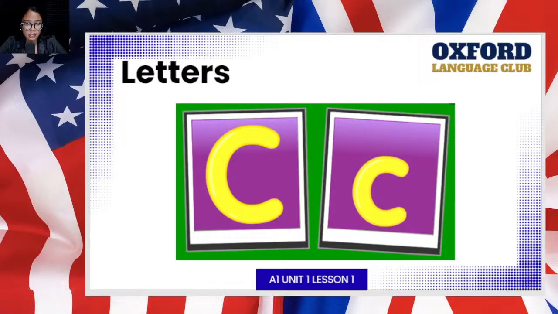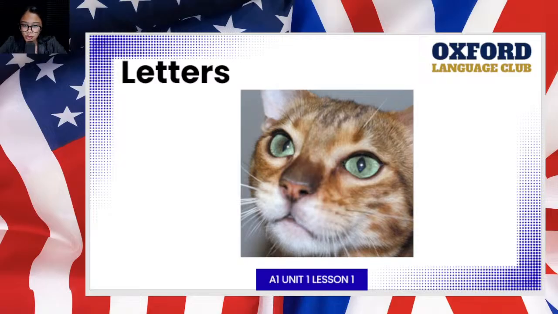Now let's try to say it together. How do we read the letter? It is C. How do we pronounce it? Okay, there's this K sound. Okay, that's letter C. Now let's see what are the words that start with letter C.